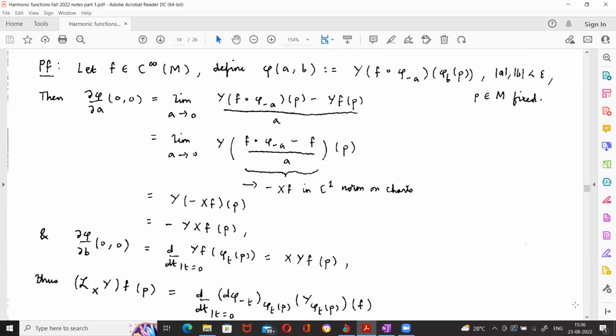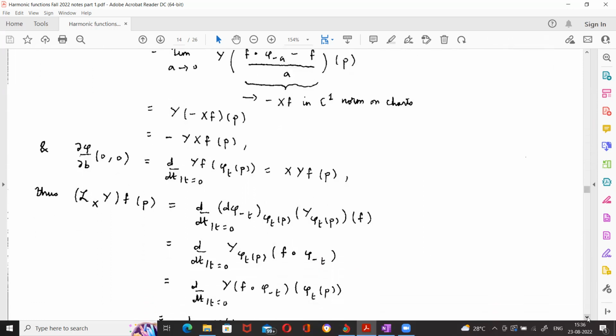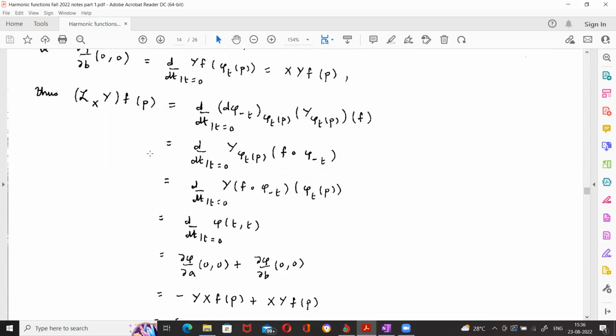Now, how is this related to the Lie derivative? So if I look at L_X Y applied to F at P, what is this going to be? So L_X Y is d/dt at t equal to 0 of d phi minus t at the point phi t of P applied to Y at phi t of P, right? This tangent vector. This is the pullback of Y by phi t, right? Is this clear? So this applied to F.